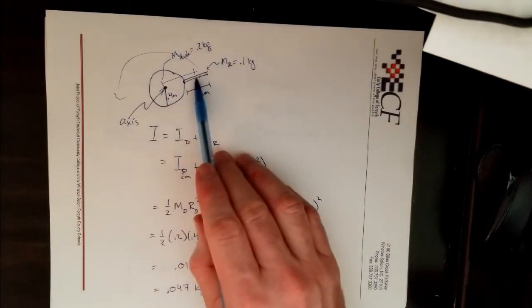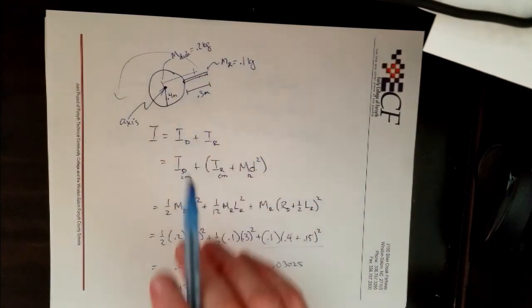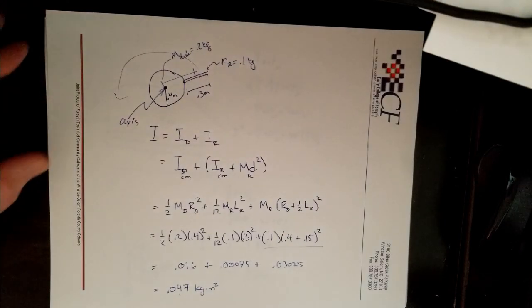Now, if I shifted the axis to here, then the disk suddenly becomes much more dominant, and that I think you can figure out.